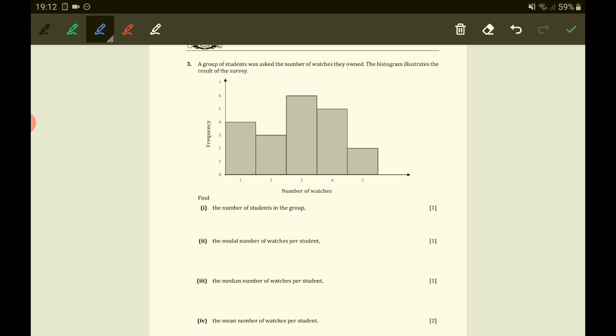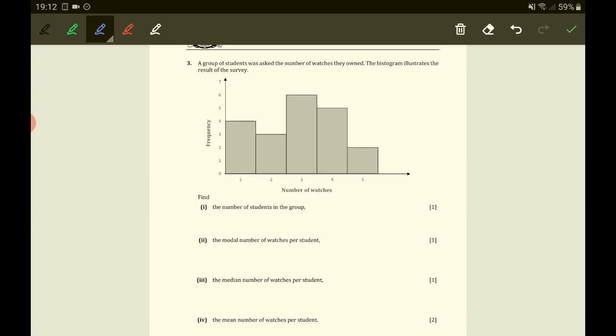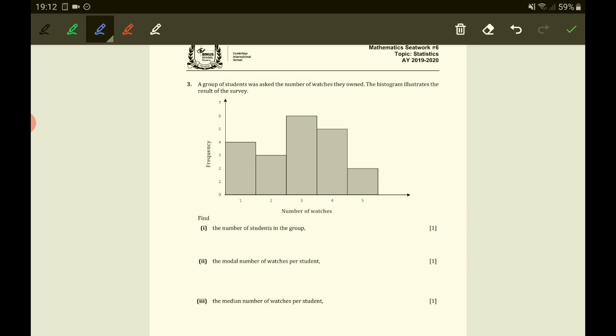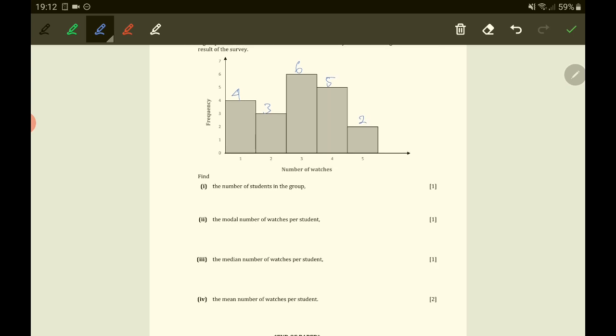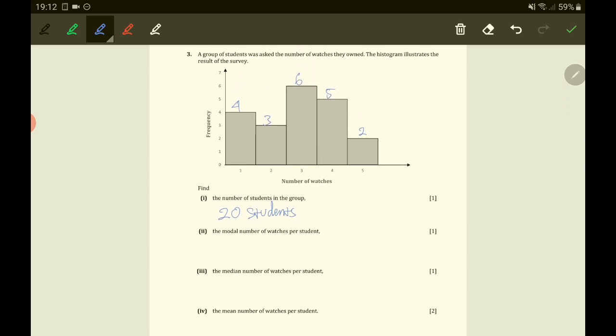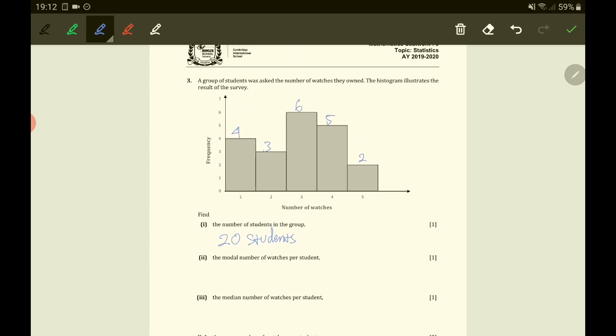A group of students was asked the number of watches they own. The histogram illustrates the result of the survey. First we are going to find the number of students in the group. This is very easy, you just need to count. The frequencies here are 4, 3, 6, 5, and 2. You just add them all and you get 20 students. You just need to sum all the frequencies.